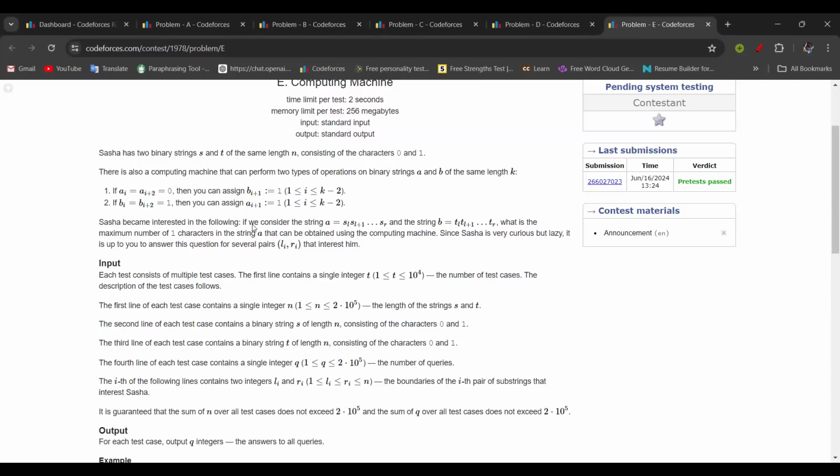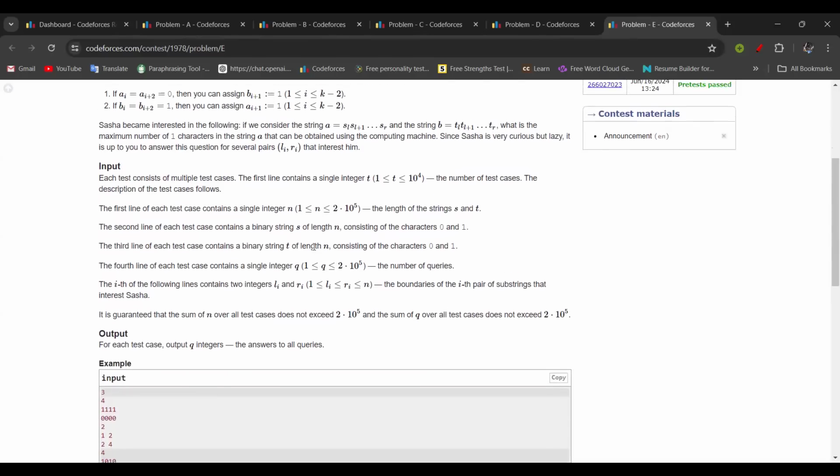So these are the two types of operations that this computing machine can perform on the binary strings a and b. Sasha became interested in the following. A is a substring of S from l to r, and B is a substring of T from l to r. What is the maximum number of one characters in the string a that can be obtained using the computing machine? Since Sasha is very curious but lazy, it is up to you to answer the question for several pairs l_i, r_i.